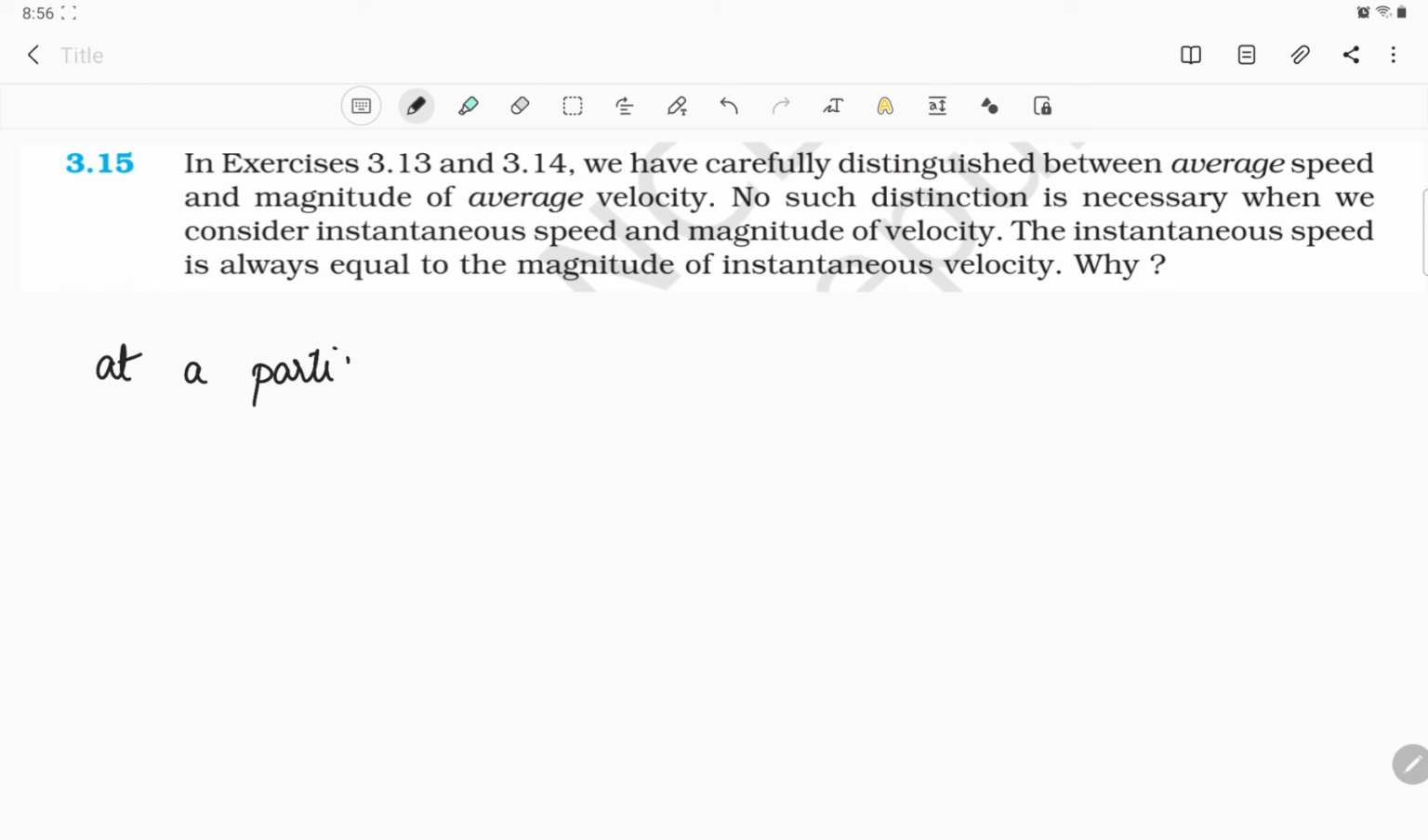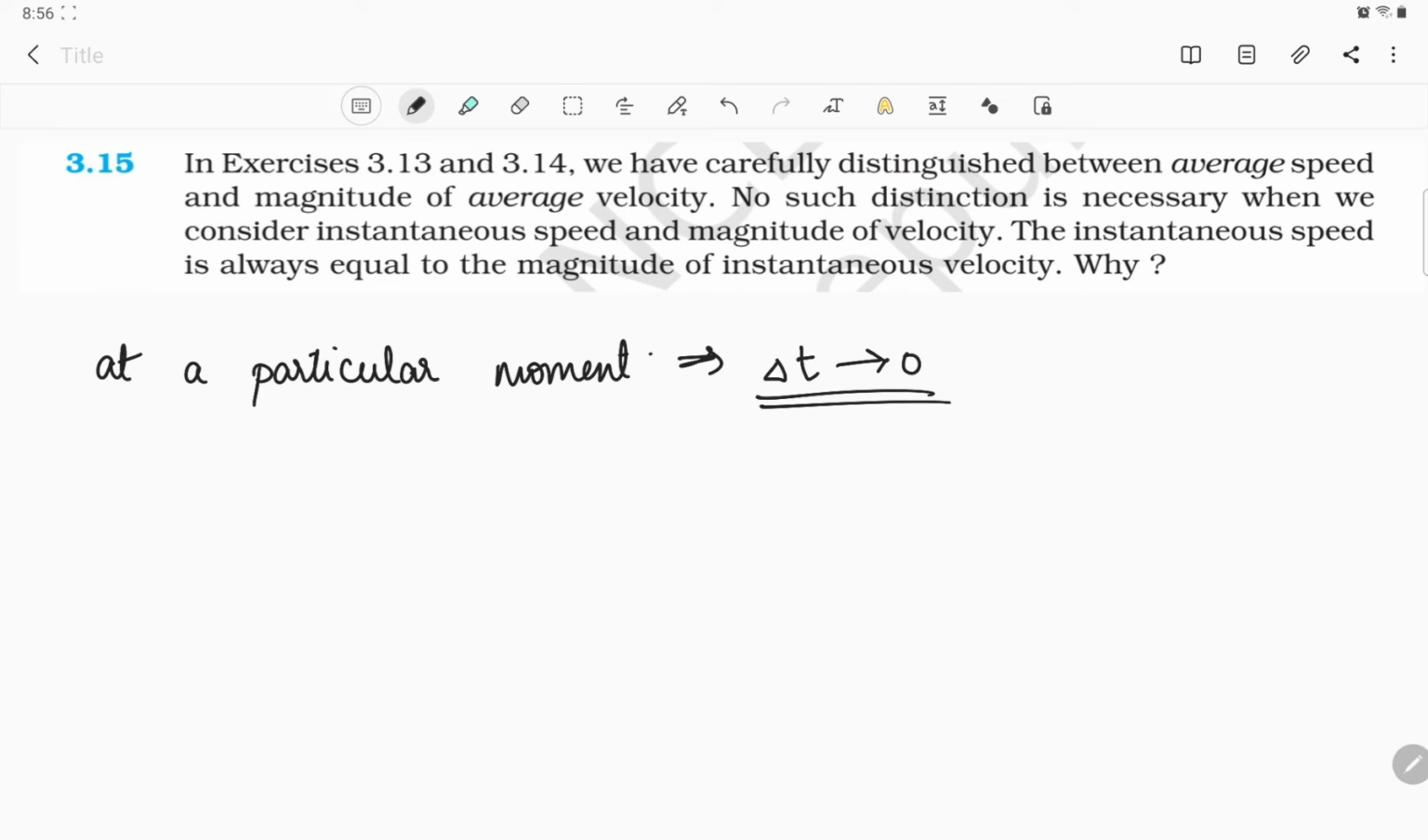So in reality, at a particular moment is not possible. You cannot have an exact time; there has to be a time interval. At a particular moment is not really possible. So what we do, we reduce the time interval so much that it is almost equal to 0. So we make delta t almost equal to 0.